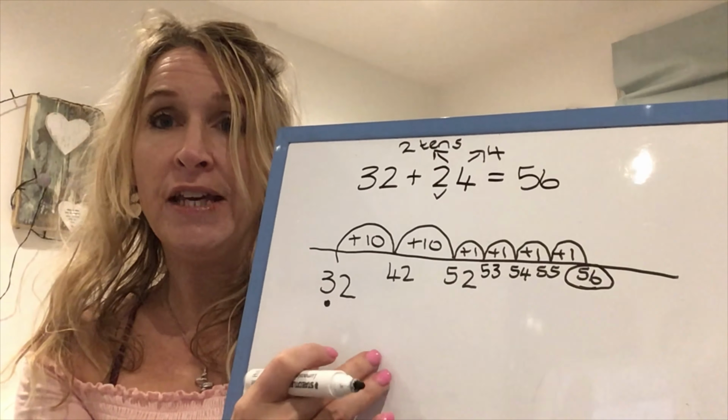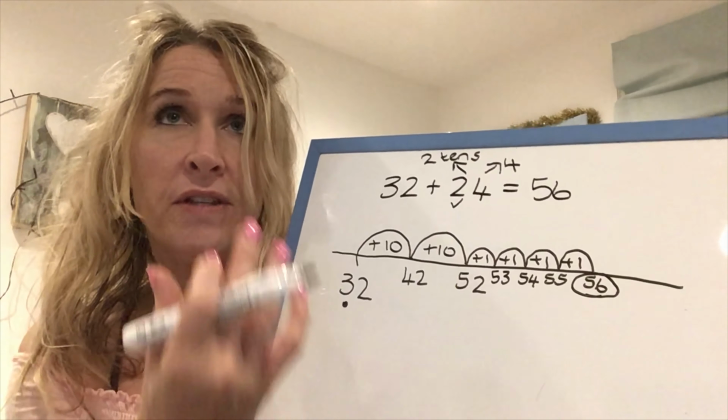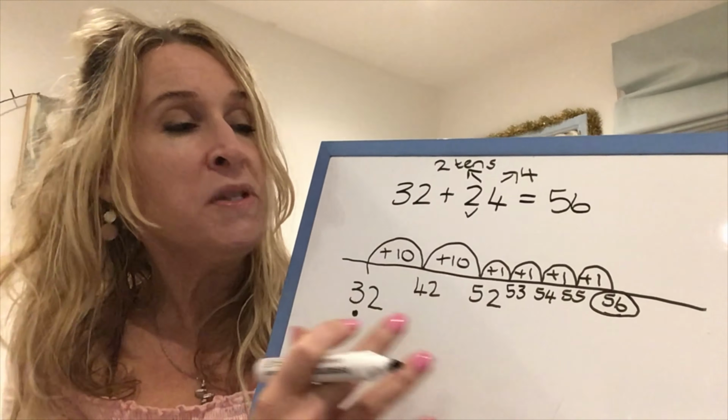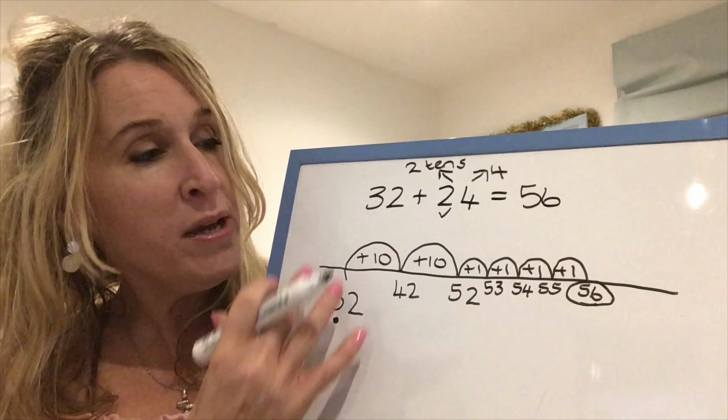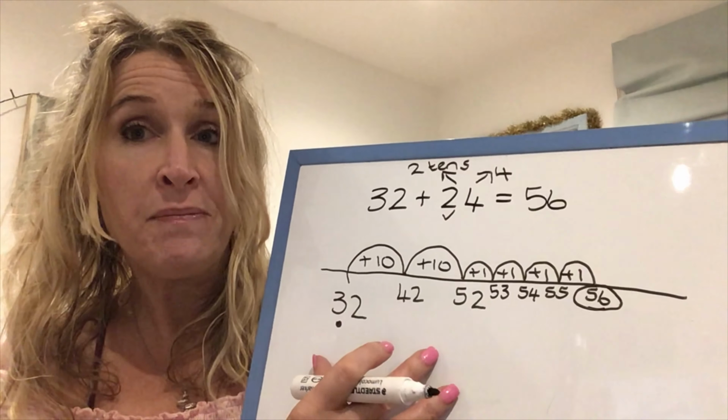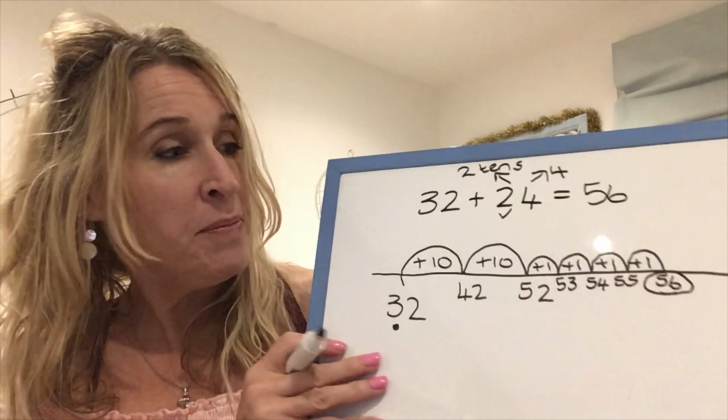Now this is the sort of thing that as adults we do in our heads. We add on the tens, we add on the ones, maybe we add the ones on then the tens. But this forms the basis of mental arithmetic. So if we can get the children showing this on a number line, they're going to secure this method to help with their mental arithmetic.